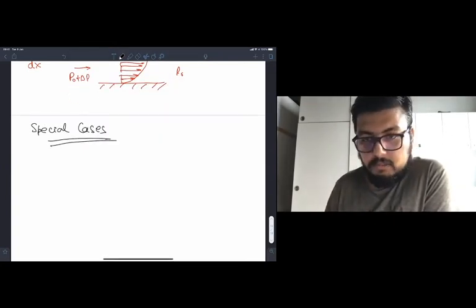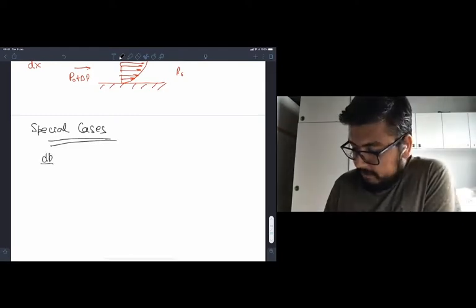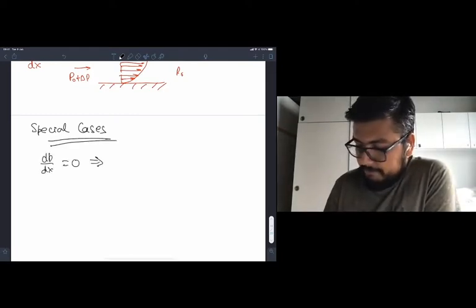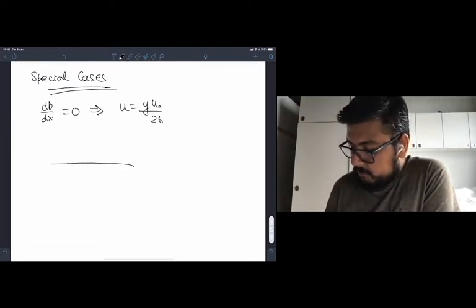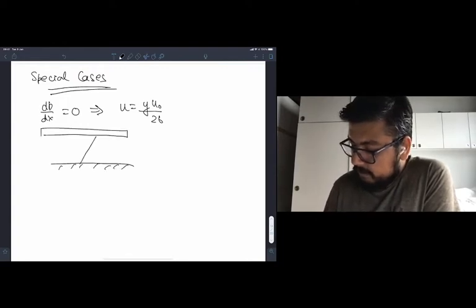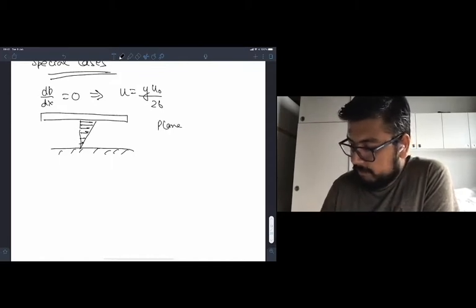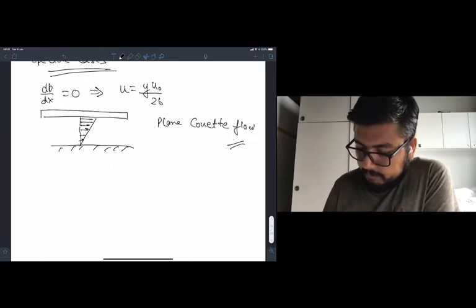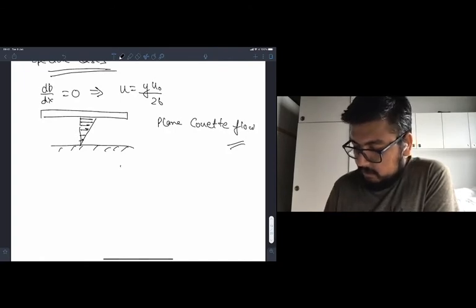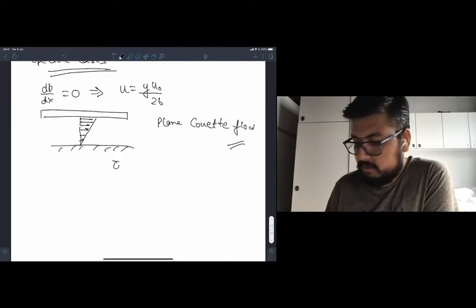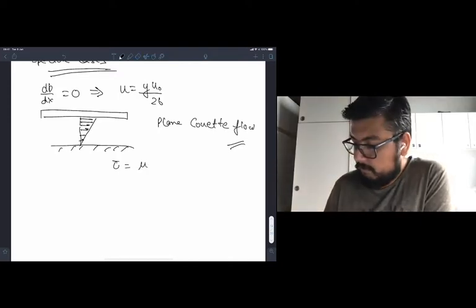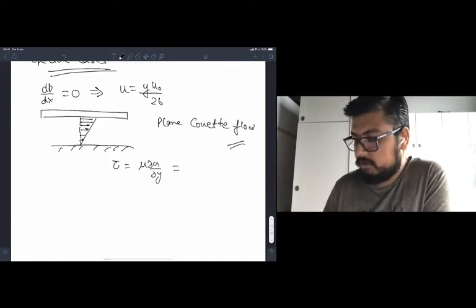So what happens if there is no pressure gradient? If dp by dx is 0, then we get u is equal to y u naught by 2b, which is basically just a linear velocity profile. This is also called a plane Couette flow. It also means that the shear stress tau, given by mu del u by del y, is constant. It's simply mu u naught by 2b.